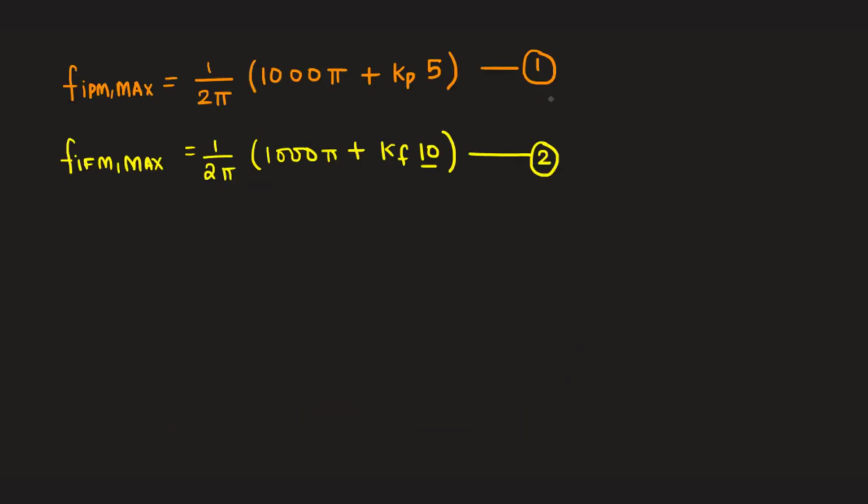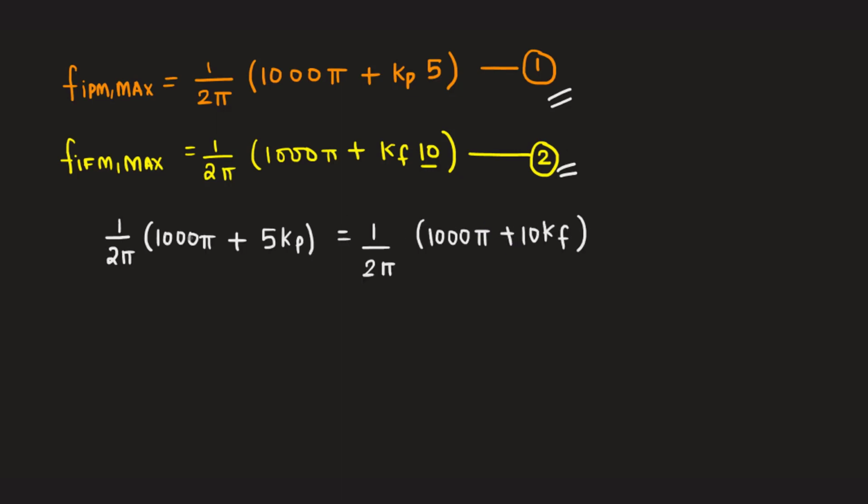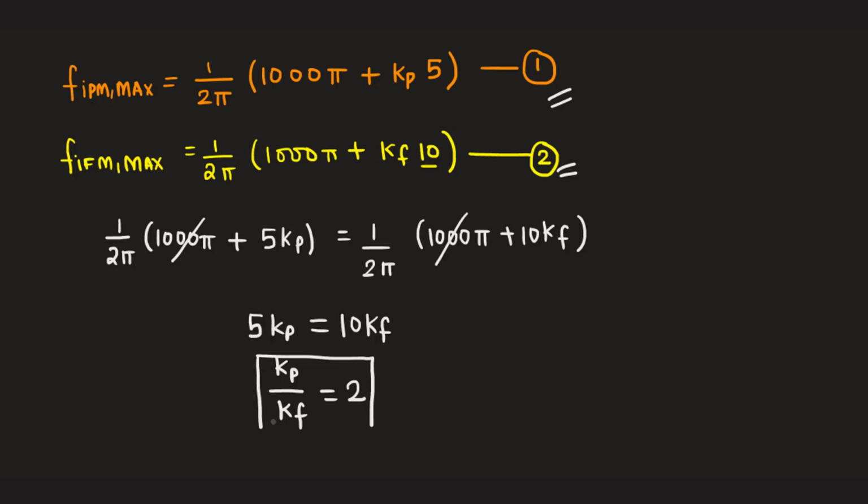Comparing equations 1 and 2, we can eliminate 1000π by 2π from both the sides. What we get is 5 kp equals 10 kf, or equivalently kp by kf is equal to 2, which was asked in the original question. So our answer to the question is 2 seconds.